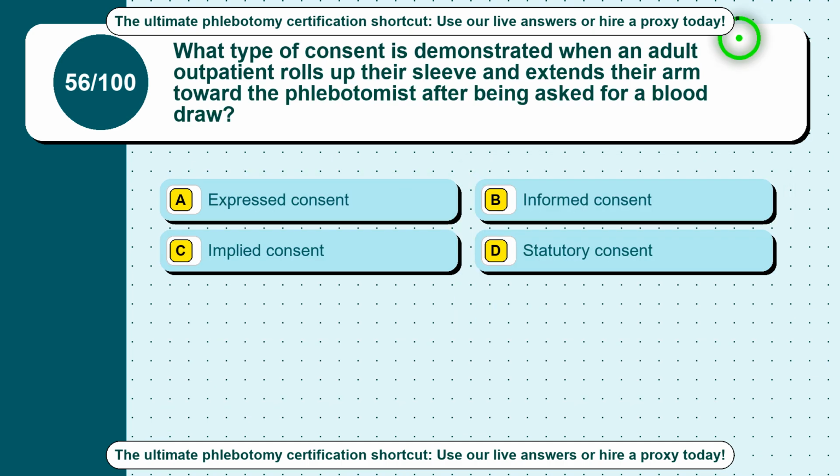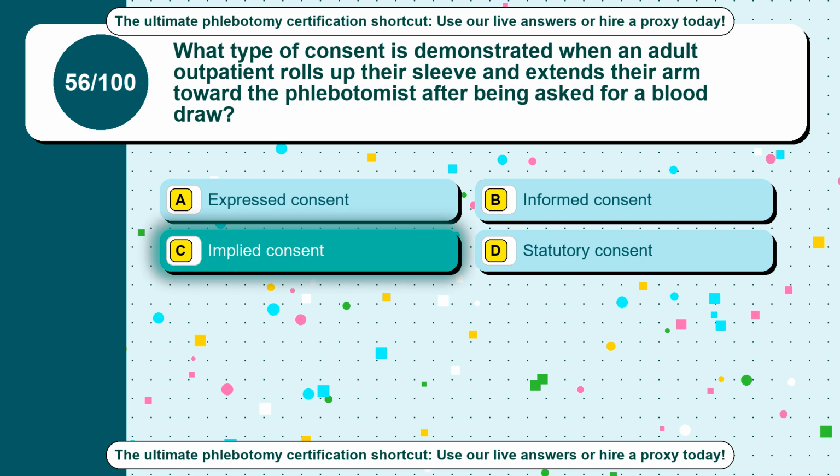Question 56. What type of consent is demonstrated when an adult outpatient rolls up their sleeve and extends their arm toward the phlebotomist after being asked for a blood draw? Option A. Expressed consent. Option B. Informed consent. Option C. Implied consent. Option D. Statutory consent. The correct answer is option C.